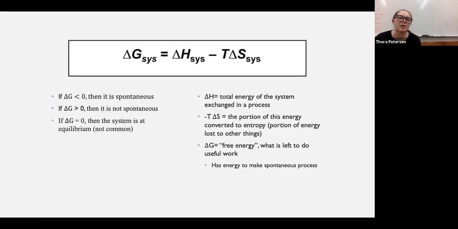Okay, so what makes it spontaneous and what determines if it's not spontaneous? If delta G is less than 0, so if it's negative, then it's going to be spontaneous. And if delta G is greater than 0, then it is not spontaneous.